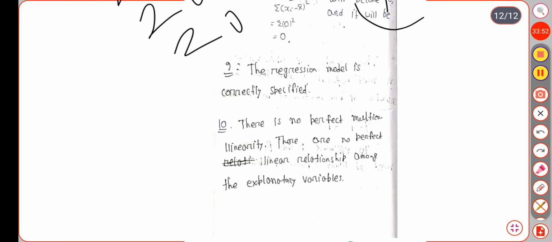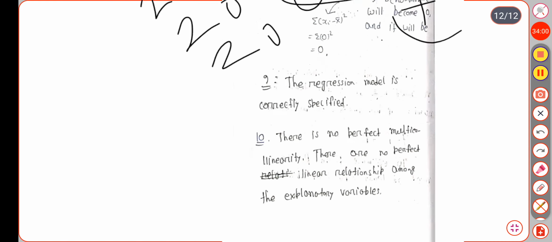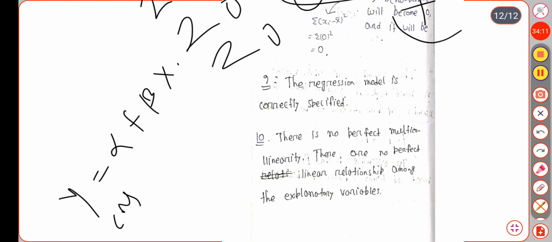And the 10th assumption is there is no perfect multicollinearity. Perfect multicollinearity means the independent variables should not have any relationship between them. Suppose I am taking an example. Suppose y is nothing but consumption. Okay, y depends upon, suppose, beta x1 plus gamma x2. Here x1 is income, x2 is saving. Now consumption depends upon income and saving, that is okay.